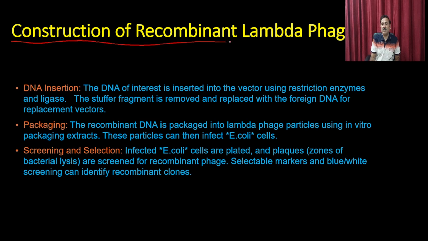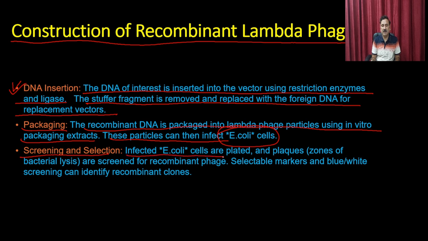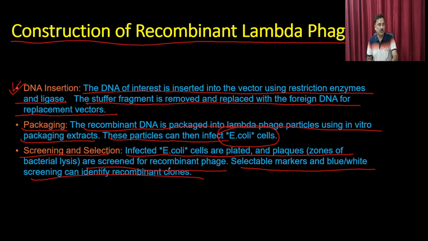How can you construct a recombinant phage lambda? So, you have the DNA insertion. The DNA of interest is inserted into the vector using a restriction enzyme and a ligase. The stuffer fragment is removed and replaced with foreign DNA for the replacement vectors. Then you have the packaging. The recombinant DNA is packaged into the lambda phage particles using in vitro packaging extract. These particles can then infect the E. coli cells. Screening and selection. So, infected E. coli cells are plated and plaques are screened for the recombinant phage. Selectable markers and blue-white screening can also identify the recombinant clones.